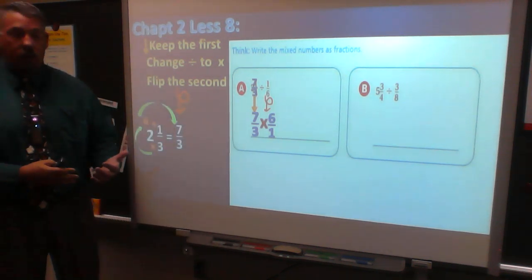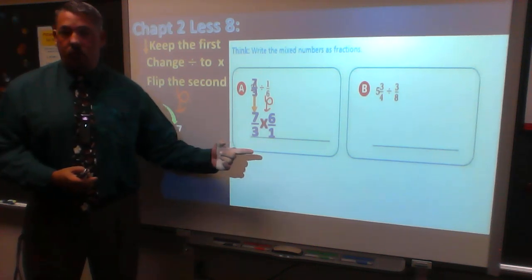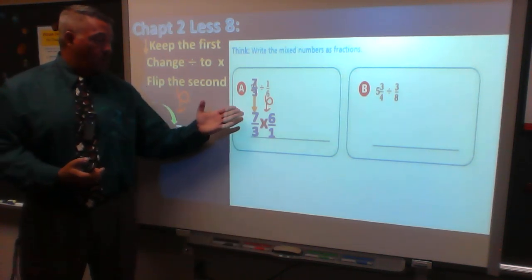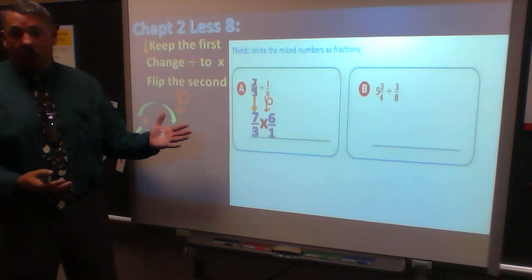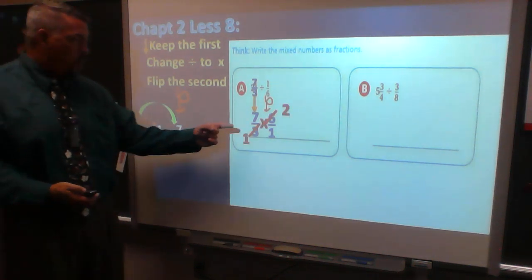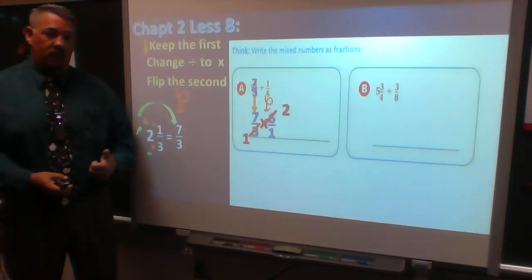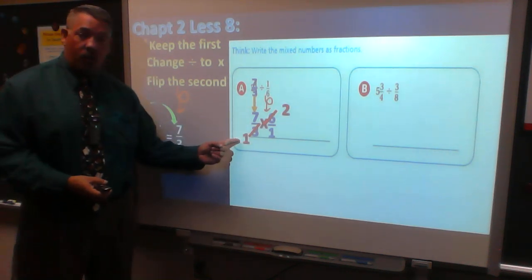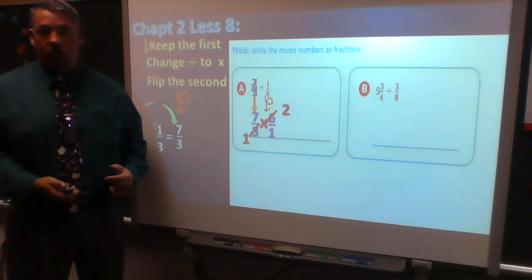But I'm going to cross-reduce if I can. 7 and 1 will not cross-reduce. 1 is a prime number, so is 7, and 1 won't change if I reduce by 1s. So there's no point to that. But it can reduce by 3s because it is a factor of 3 and 6. 3 goes into 3 one time, and 3 goes into 6 2 times.